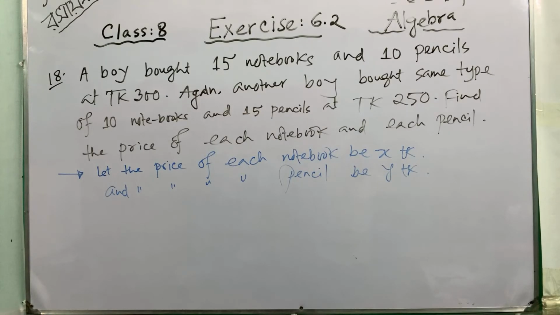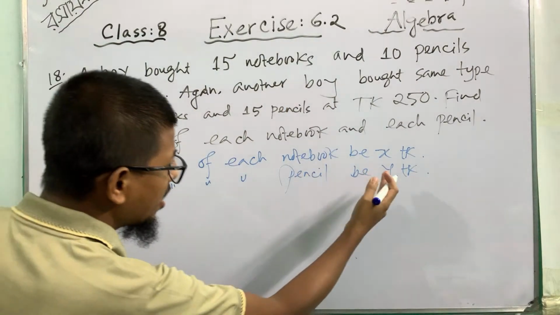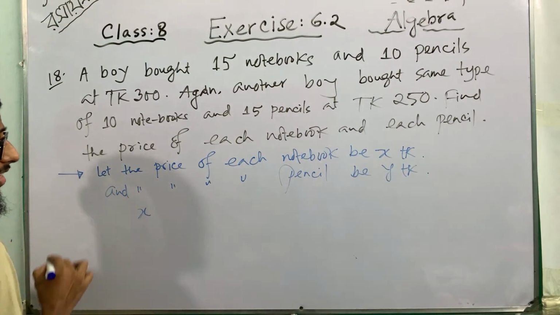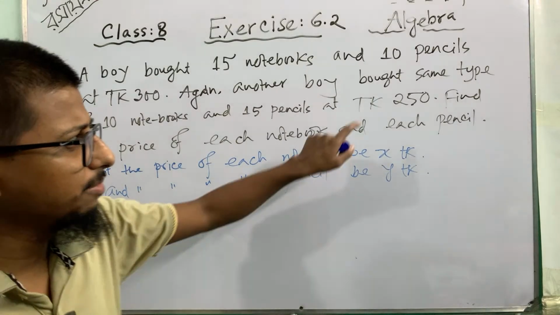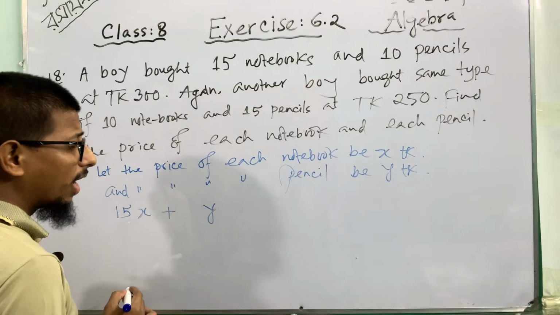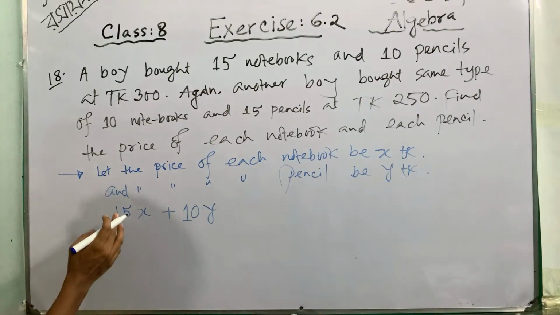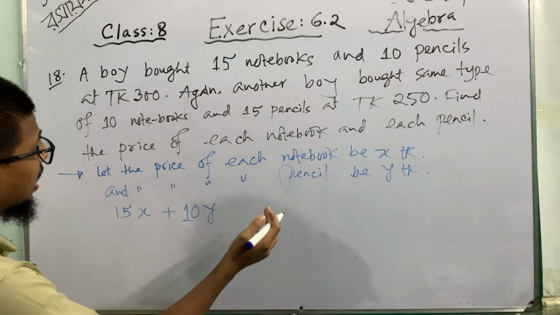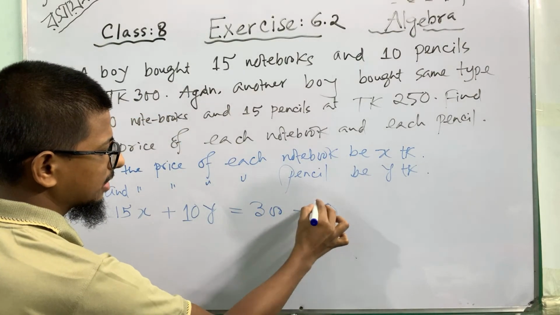Well, what do we have here? So the price is X taka for each notebook. We have this boy who bought 15 notebooks. For one notebook he gave X taka. For 15 notebooks he gave 15X taka. And not only that, he bought 10 pencils. For each pencil he gave Y taka. For 10 pencils he gave 10Y taka. Together he gave 15X plus 10Y taka, and that is equal to 300. That is given.